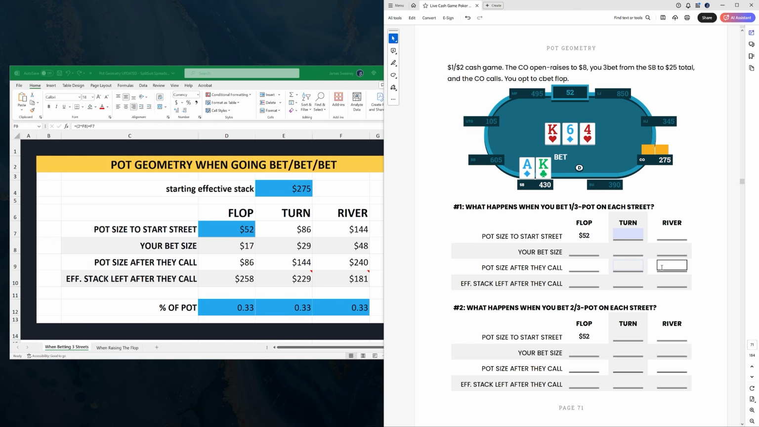But that's really what we're doing here. So again, 240 right there. And then we can go through and compare it to betting 2/3 pot on every single street instead. And to do that, we can very simply go back to the spreadsheet.